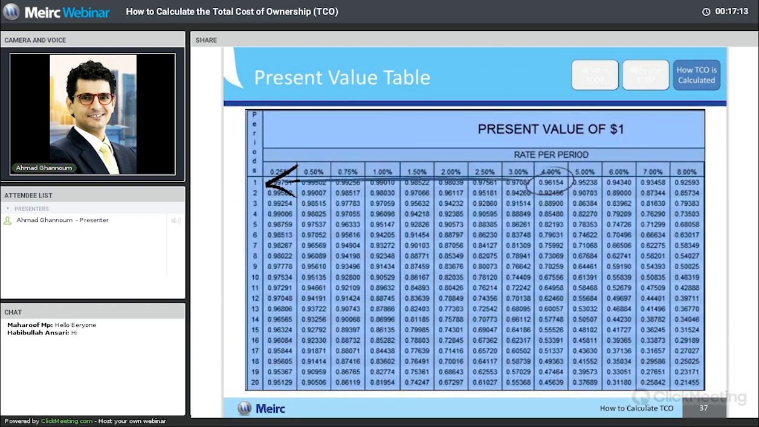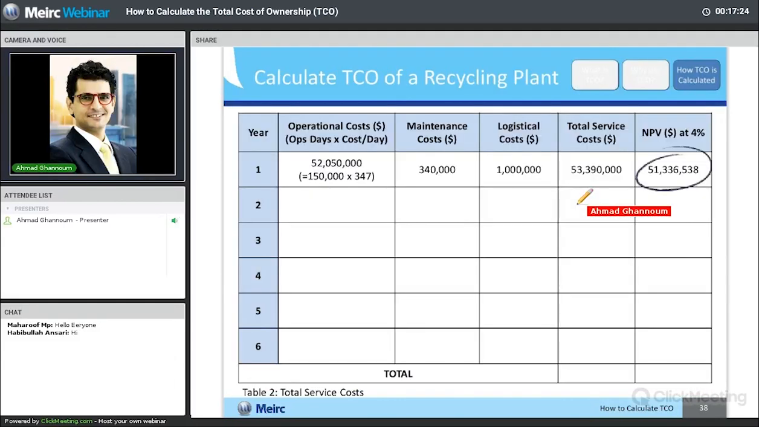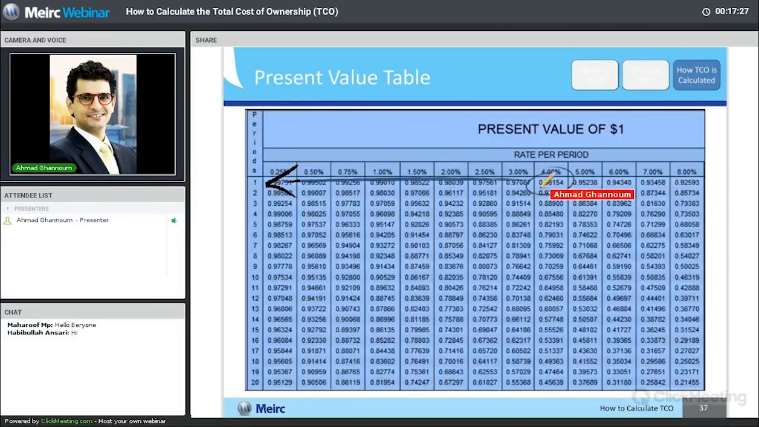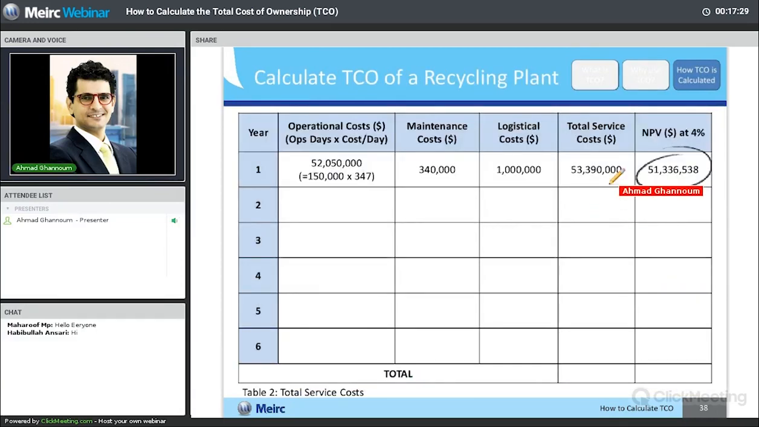Now, what does this mean in today's value? So we're going to go back to the present value table, and we're going to find the point where the 4% meets 1, which is 1 year, and the figure we get is 0.96154. So multiplying this figure, 0.96154, by the $53,390,000 is going to yield $51,336,538. What we're saying here is the $53 million you are paying next year is actually equivalent to $51 million paid in today's money. We're accounting for the value of money depreciating over the years.